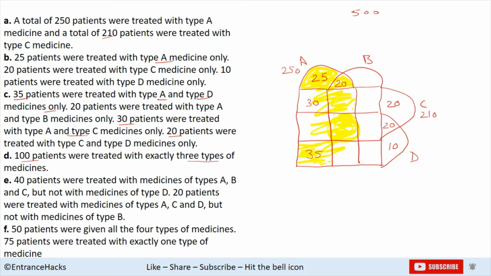Exactly 3 types of medicine, that is A, B and C. Okay, we'll come to this statement later. First, coming to the next statement: 40 patients were treated with medicine type A, B and C.